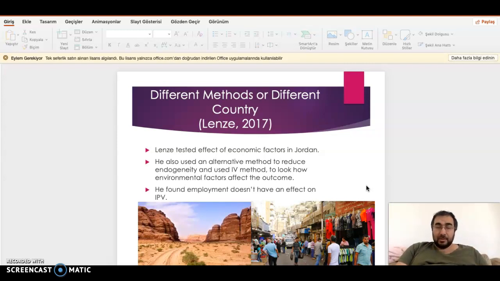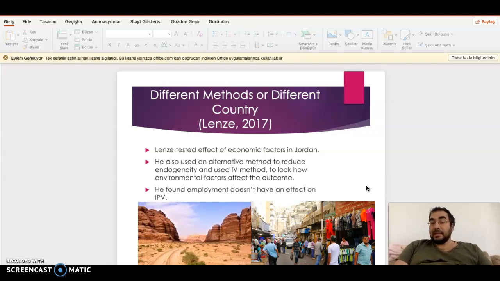As I said, you are looking at how the economic conditions are affecting intimate partner violence, but intimate partner violence itself is affecting the economic conditions. You find a variable that is correlated with the economic conditions, basically, but not correlated with the intimate partner violence. So then you replace your original variable with that variable. That variable will represent your original variable in that case.